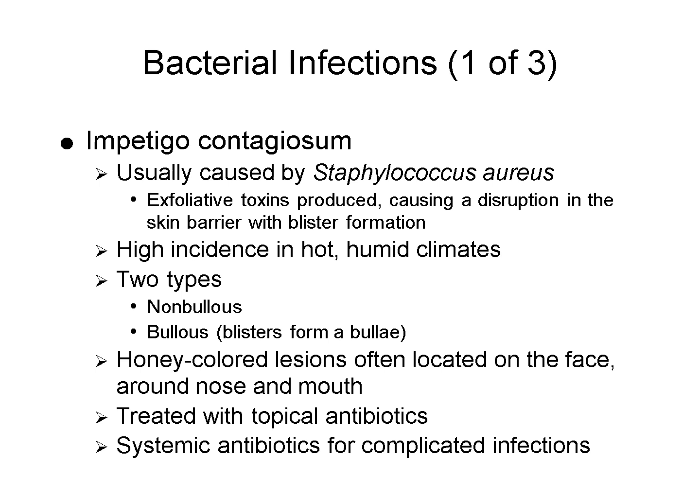Impetigo contagiosum is a highly contagious skin infection, most commonly caused by Staphylococcus aureus. It is more frequent in hot, humid environments and presents in two forms, non-bullous and bullous. Bullous impetigo involves blister formation, while the more common non-bullous type shows honey-colored crusts, especially around the mouth and nose. Treatment includes topical antibiotics and systemic antibiotics in more severe or widespread cases.